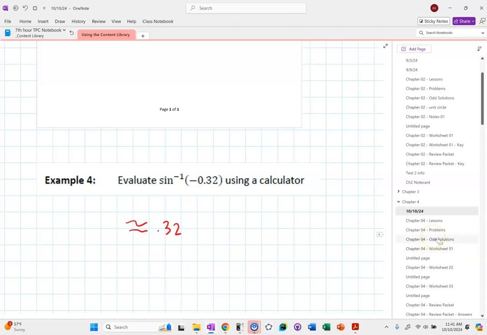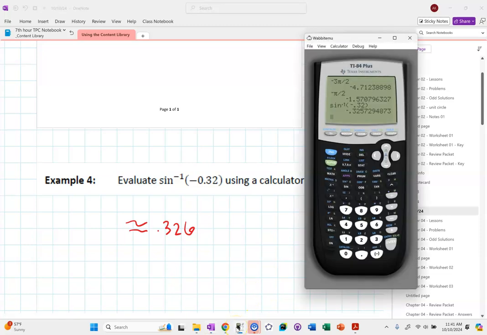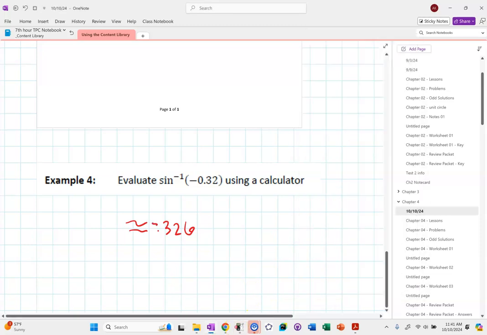Did anybody get 18 something or another from this? Abby, you did? What do you think the issue is if you're getting 18 instead of this negative 0.3? Yes, it's the mode of your calculator. So if you got 18 point something, you need to change your calculator from degree mode to radian mode.